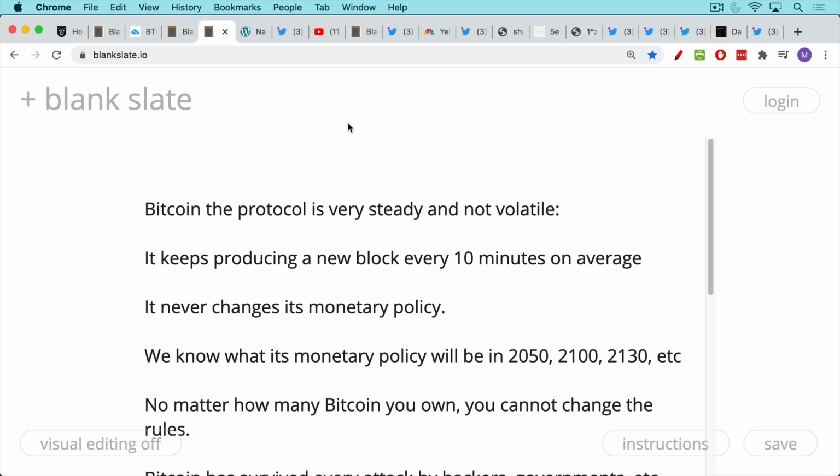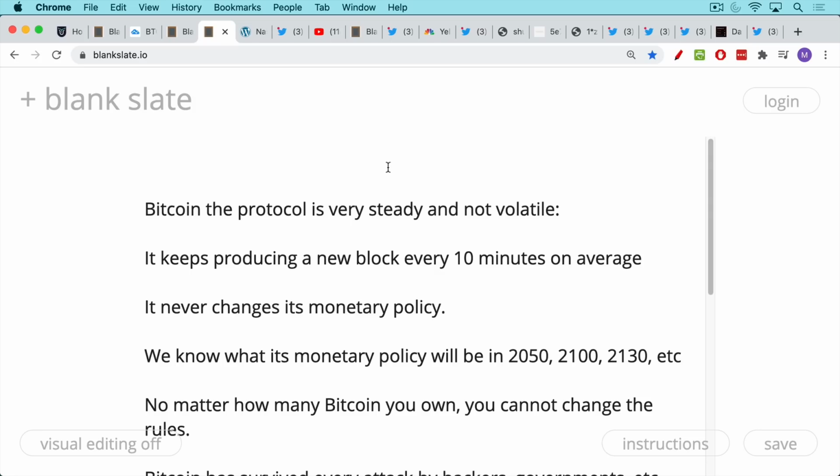Right now, the miner subsidy, the block reward, is 6.25 Bitcoin. This will be halved in 4 years from now in 2024, and then it will be halved again in 2028, etc. So it's not like trying to guess what Jerome Powell's going to do or what his successor's going to do. Bitcoin is very steady.